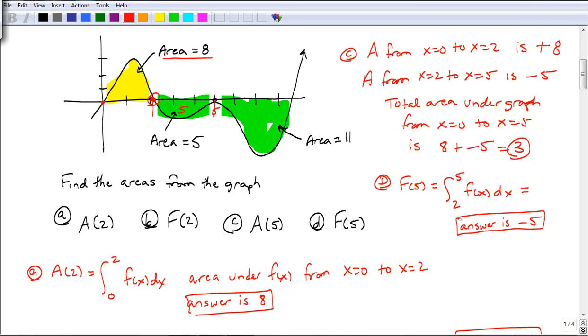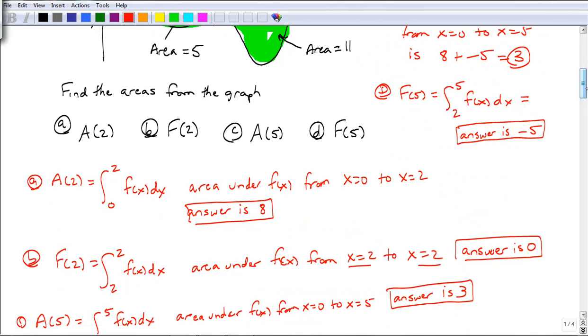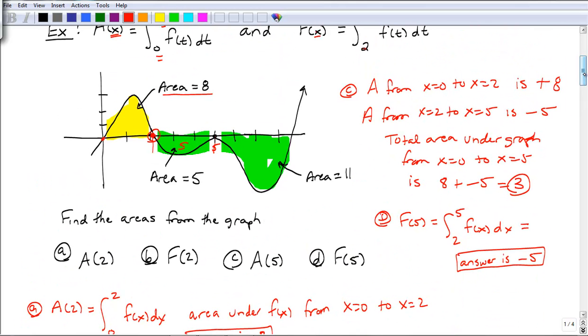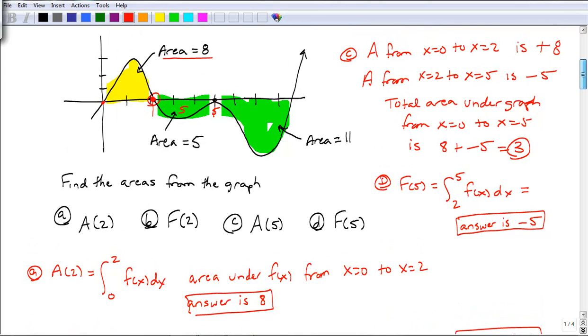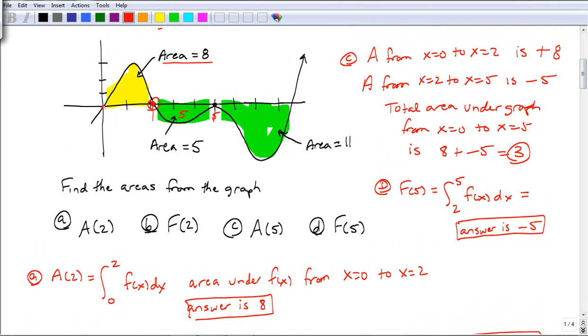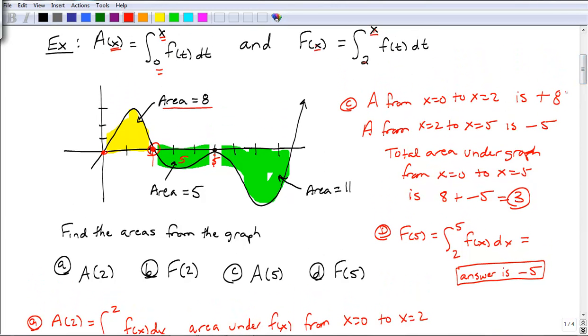So notice we just have to recognize what the integral is telling us. In A, we have the integral from 0 to 2. That's the area under the curve from 0 to 2. In B, the integral from 2 to 2. That's the area under the curve from x equals 2 to x equals 2. There's no movement there, so there's no area. Part C is the area from x equals 0 to x equals 5. And when I look at that area, 8 of the area is positive and 5 of the area is negative. So the total area is 3.